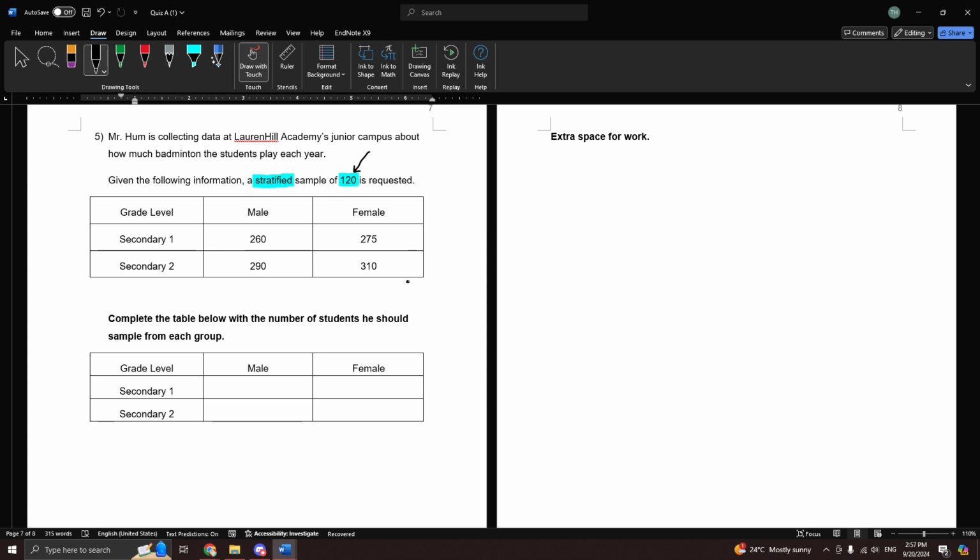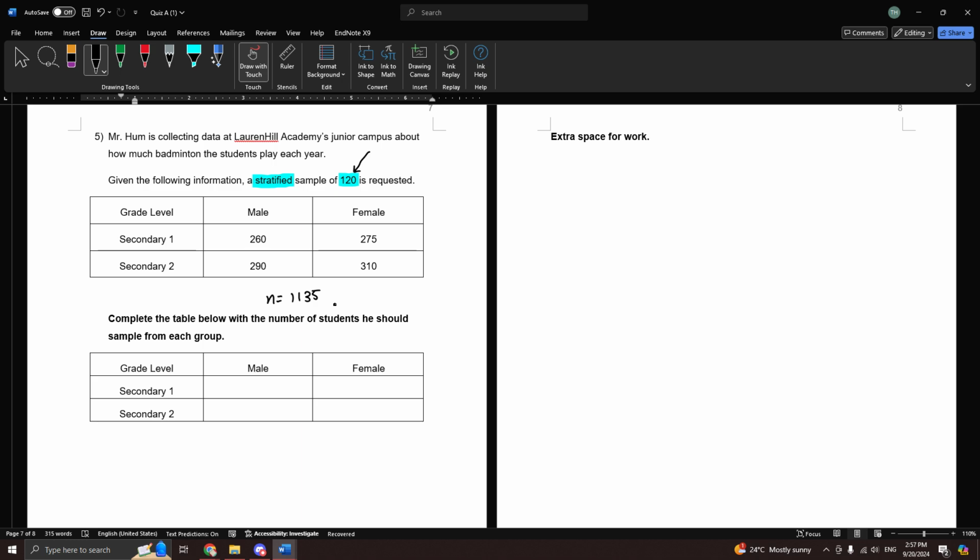And to find our total population, we're going to take these 4 numbers and add them up together, okay? We want the total number. I don't want just the males or just the females. I want all of them, the whole population size. So add up all those 4 numbers, we get 1,135 students on the junior campus.